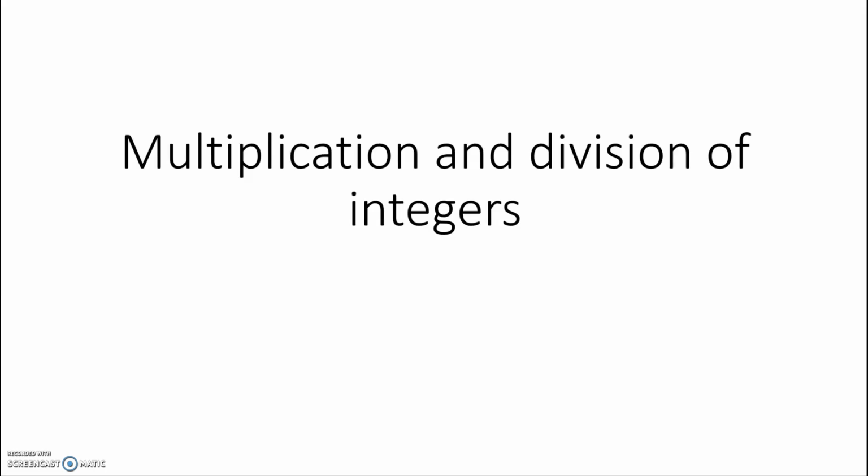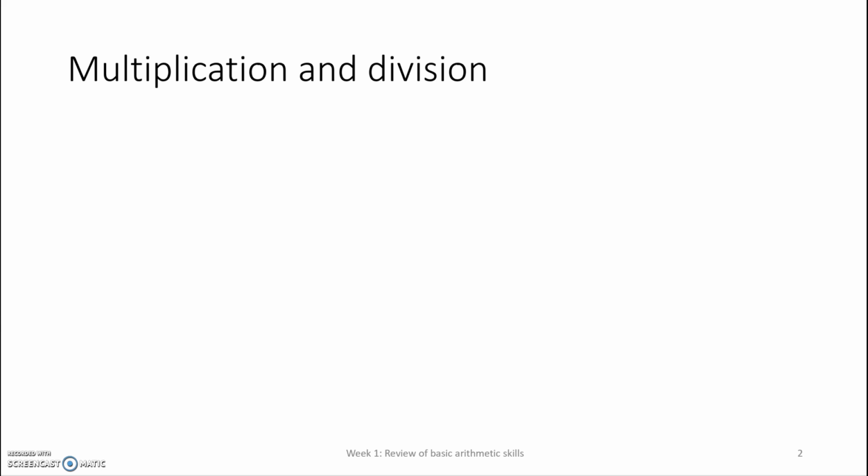This is a short video in a series of short videos going over basic arithmetic skills. What we're looking at here is multiplication and division of integers. And remember from an earlier video that multiplying two integers gives us a product and dividing gives us a quotient. Now, what becomes slightly more complicated is if we have signs involved.